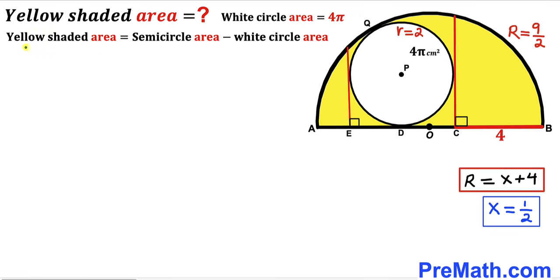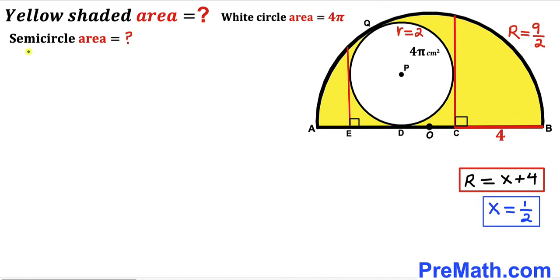And now let's make an observation. We can see that this yellow shaded region area is equal to the area of the semicircle minus the area of the white circle. And we know that this white circle area is 4 pi. So therefore now our only task is to calculate the area of this semicircle. And now we are going to calculate the area of this semicircle.